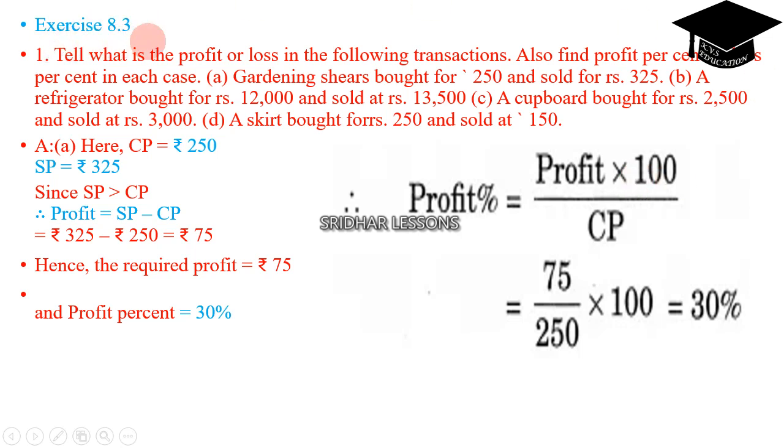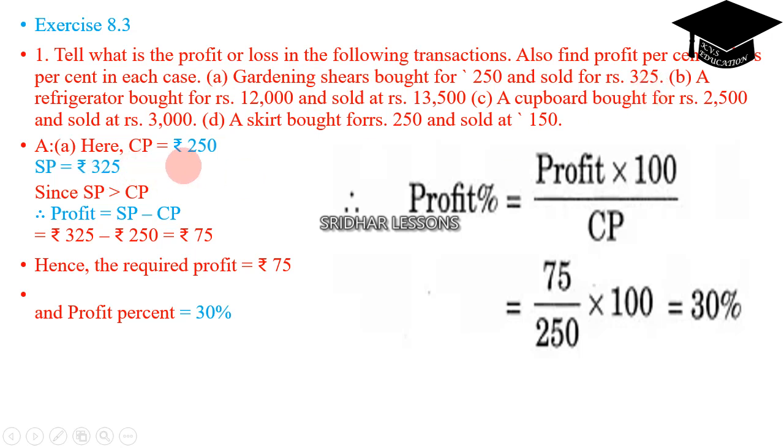Exercise 8.3. Question number 1. Tell what is the profit or loss in the following transactions. Also find the profit percent or loss percent in each case. Question A. Gardening shades bought for 250 rupees and sold for 325 rupees.